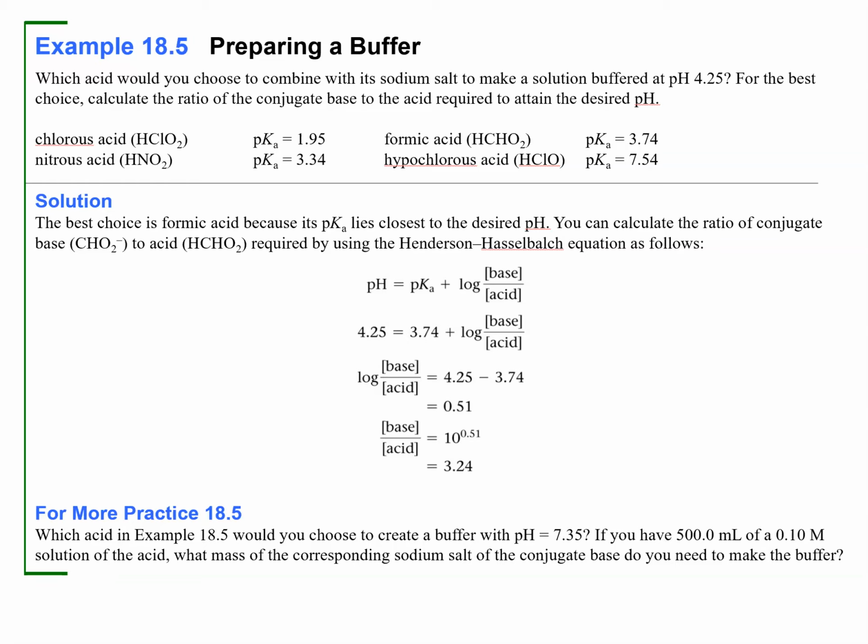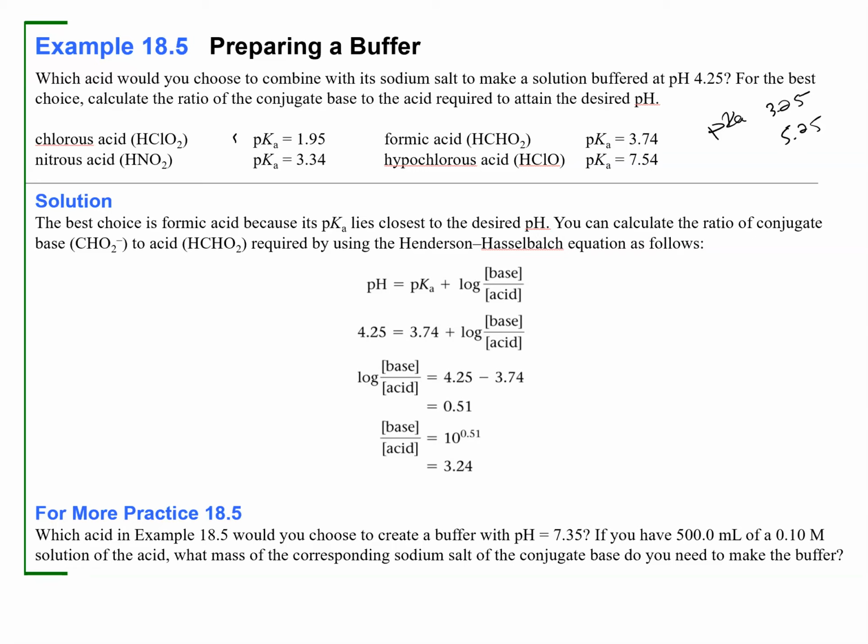So, although anything where a pKa falls within plus or minus 1 of 4.25, anything from 3.25 to 5.25, could be acceptable. We want to be as close to 4.25 as possible. So let's look at this. Chlorous acid, pKa of 1.95, is out of range. It's not going to be a good weak acid to form a buffer at 4.25.